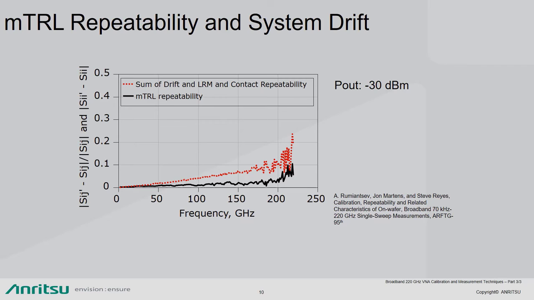The increase in the error-bound spread above 200 GHz is primarily due to the degrading signal-to-noise ratio. We perform these calibrations and measurements at a relatively low output power, minus 30 dBm at the flange reference, that corresponds to about minus 35 dBm at the probe tip at 220 GHz. Such power level might be needed for the characterization of advanced active devices. That is why this measurement was intended to explore the boundaries of possible device characterizations.